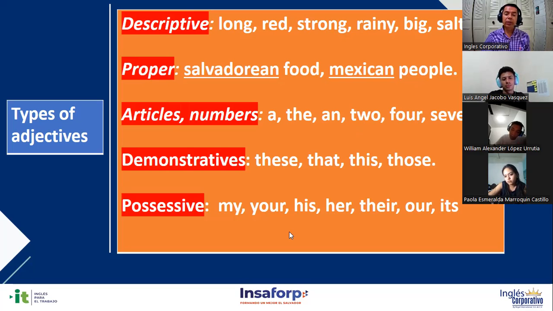Also, we have articles and numbers, right? Articles are uno, el, etc. So we say the, and the numbers. All the numbers here, for example, all the numbers are adjectives, right? Todos los números son adjetivos.